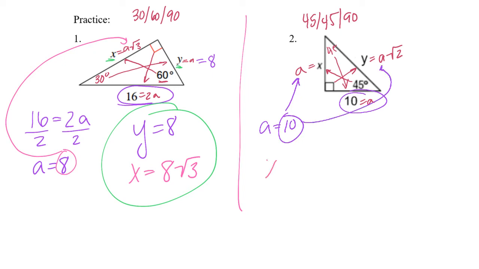So if you do that, you'll notice that x is also equal to 10 because it's an equilateral triangle with those base angles equal. Those sides are going to be equal. But we also had to plug in the 10 for the y. So y is going to equal 10 root 2.